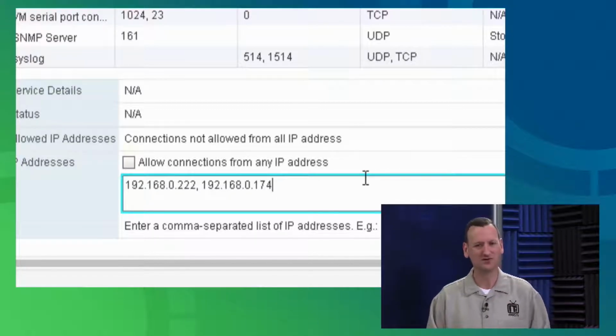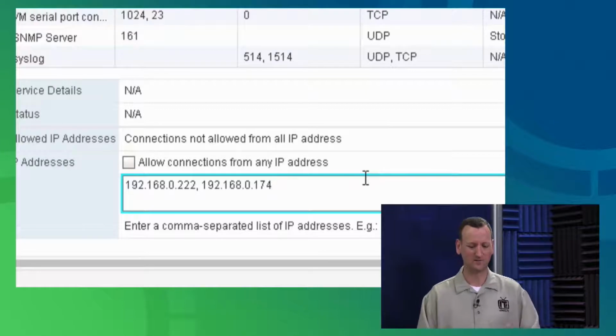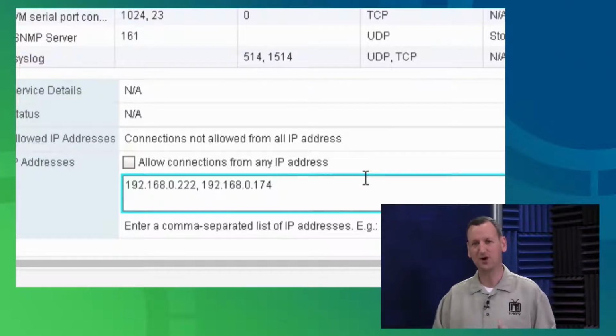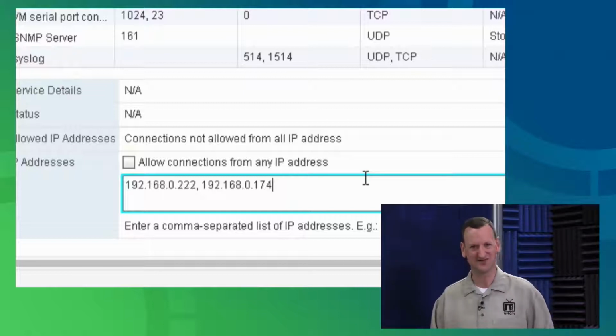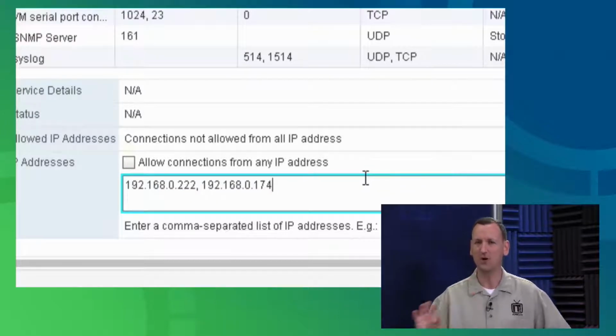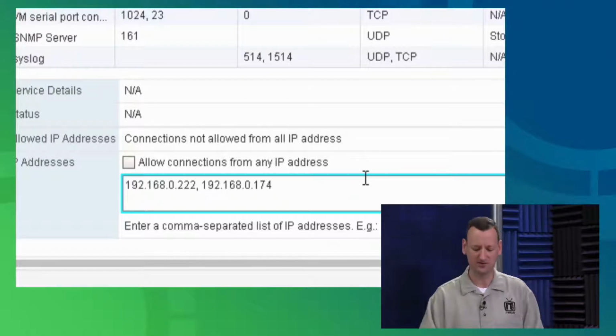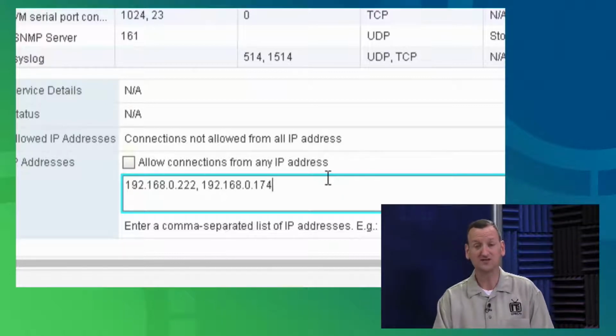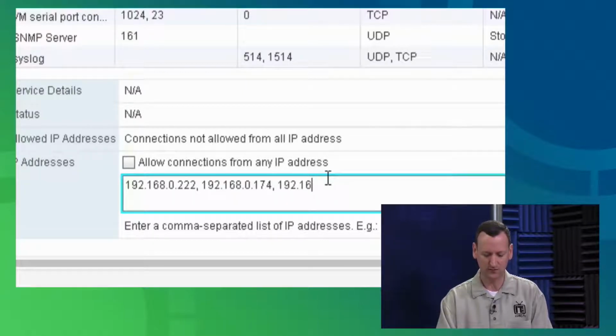The challenge here, though, is what if we use DHCP? Well, I might be 222 today, but tomorrow I might be 135. So I would need to put DHCP reservations in for these laptops and so on. It becomes a bit of a hassle, right? So instead, what I might choose is to say, I'm going to put all my network administrators on one subnet. Maybe all of my network administrators are on the 192.168.5 network. And so I can add that.